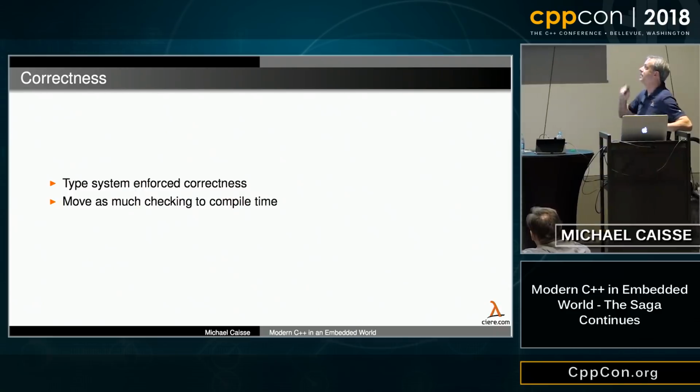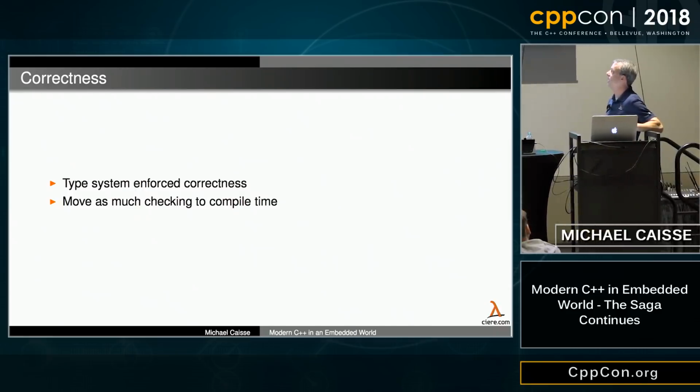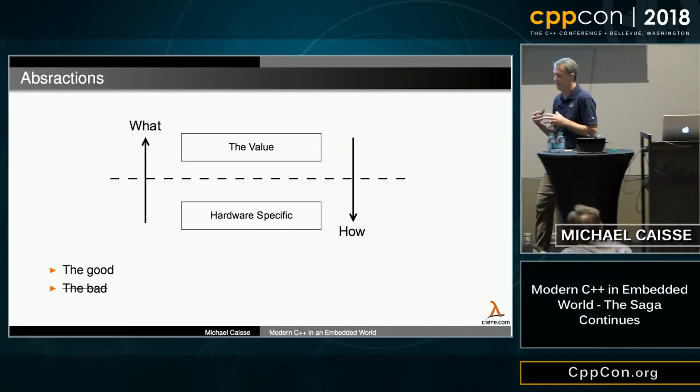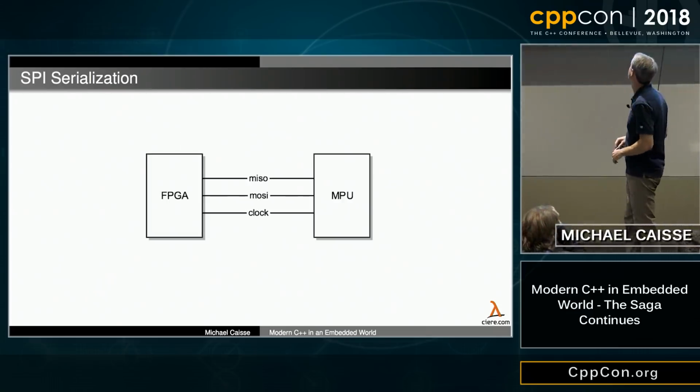All right, correctness. The type system needs to enforce correctness, and we want to move as much into compile time. So the good of separating is that we're going to be able to do that. And the bad is that, well, some people say that the bad is that we're too far removed, but there's really not a bad, so I'll just cross it out now.